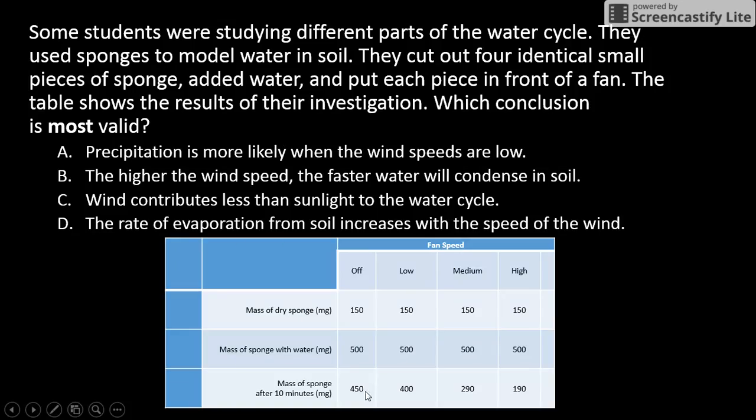So as wind speed increases, we are going to look at how much water is lost. Is the water amount decreasing? Yes, water is being lost. So it's D.